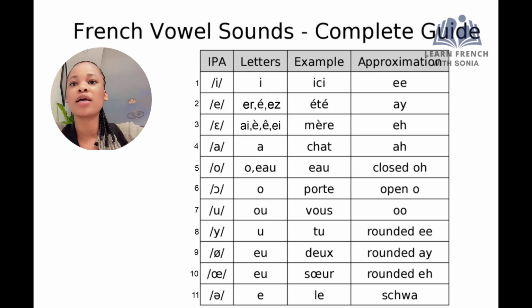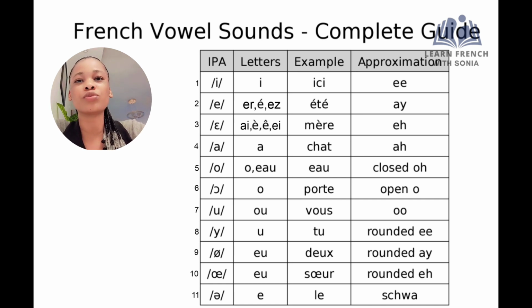Number three, the AI, that's E. We have E accent grave. The next one is E accent circonflexe, or accent chapeau. The third one is E accent circonflexe. Then we have EI, which is E as well. They all give you the E sound. Our example says mère. Then approximation E.